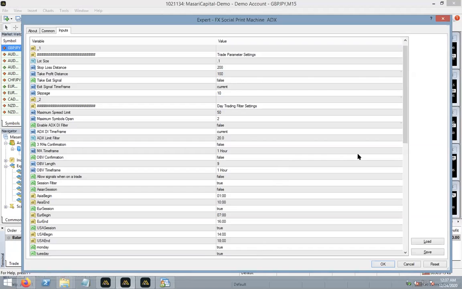Awesome. So you always want to understand, okay, this is what's going to make it aggressive. This is what's going to make it conservative.